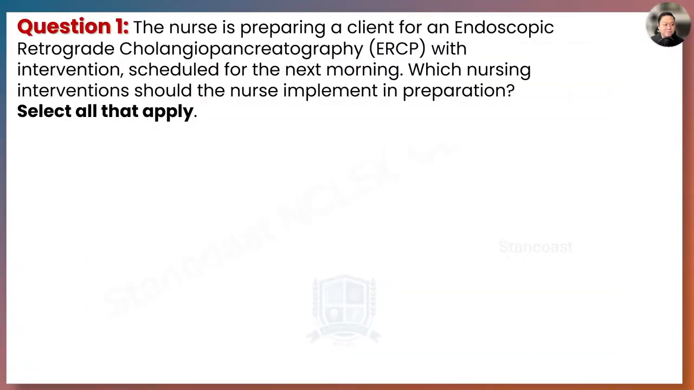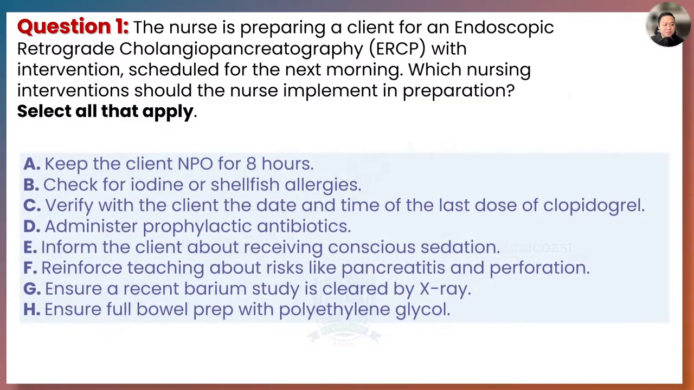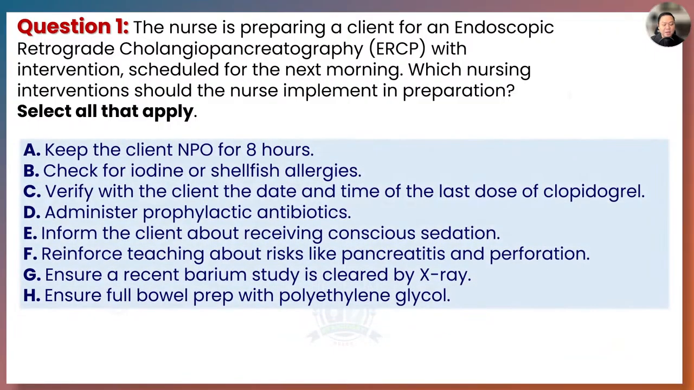Question number 1. The nurse is preparing a client for an endoscopic retrograde cholangiopancreatography, ERCP, with intervention scheduled for the next morning. Which nursing interventions should the nurse implement in preparation? Select all that apply. Options: A. Keep the client NPO for 8 hours. B. Check for iodine or shellfish allergies. C. Verify with the client the date and time of the last dose of clopidogrel.